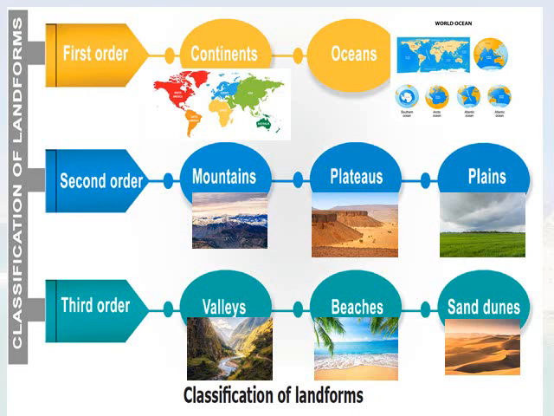The second order landform consists of mountains, which are landforms that are 600 meters above their surroundings, and are made of steep slopes. The plateaus are land with elevation of a few hundred meters or several thousand meters. The plains are flat and relatively low-lying lands. The third order landforms are the result of erosional and depositional activities of rivers, glaciers, wind and waves. They are valleys, beaches and sand dunes.